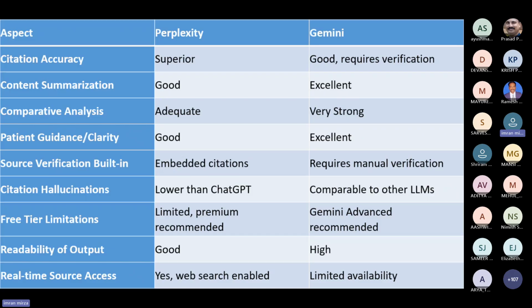And there are a lot of tools like Gemini, Perplexity, and much alike Perplexity. Citation accuracy, you will find that Perplexity has got a superior citation accuracy, and there is a good content summary that it can create. That can be a good comparative analysis that it can do. And with respect to patent, it is also an excellent tool. And source verification is built in. If you look at ChatGPT and all, you can't verify the source. But with respect to Perplexity, you have got embedded citations.